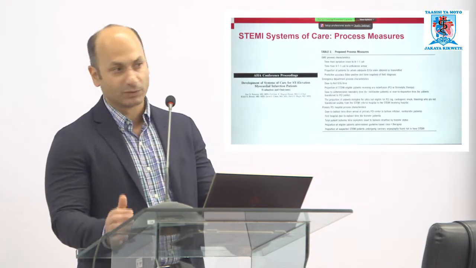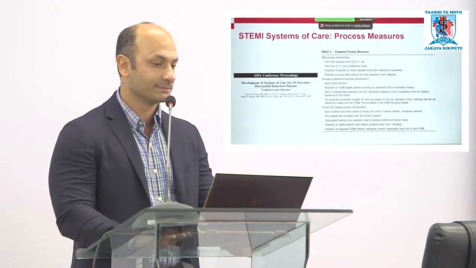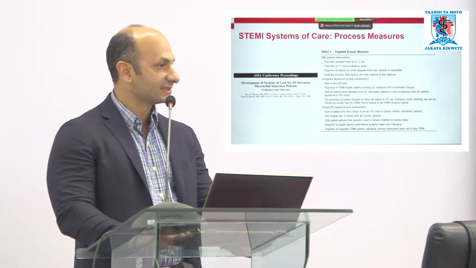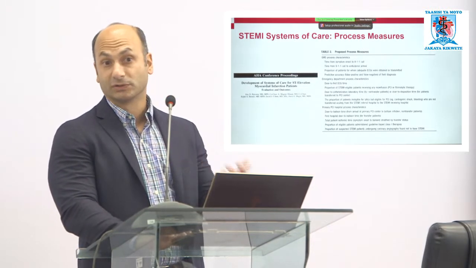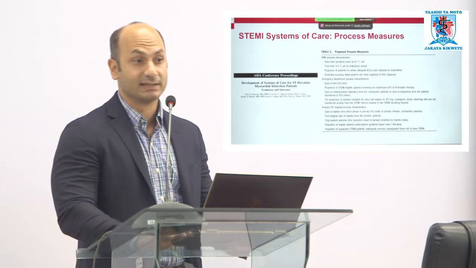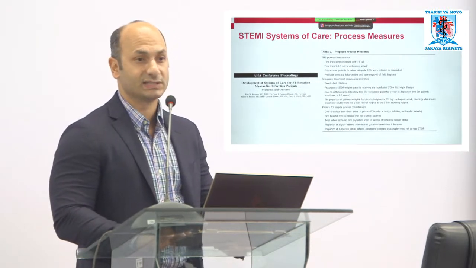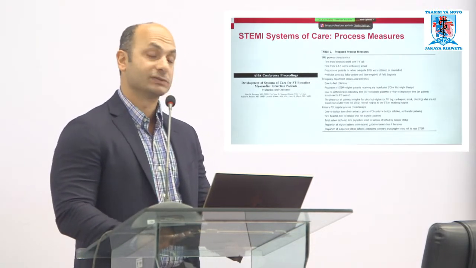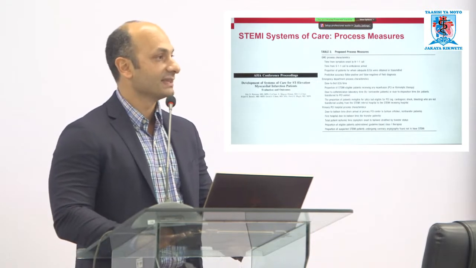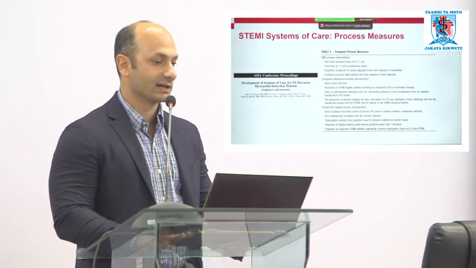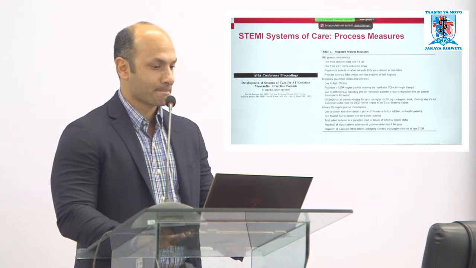There are also a variety of proposed process measures. What happens when somebody picks up the phone and calls 911 or the equivalent emergency number? What is the time it takes to get an ECG when you show up to the emergency department and say, I have chest pain? Did it take an hour for you to get an ECG? Did it take 5 minutes? Those are critical process measures that help inform how to improve the care of patients with STEMI.